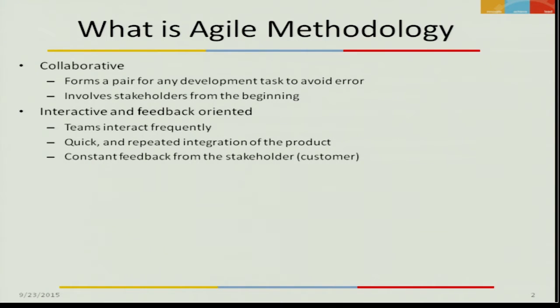It is interactive and feedback oriented. Teams interact with each other very frequently. In fact, they spend much less time deciding on a grand strategy, and instead work on small things, small steps, really quickly. Repeated integration of the product and constant feedback from the customer are extremely essential for agile.